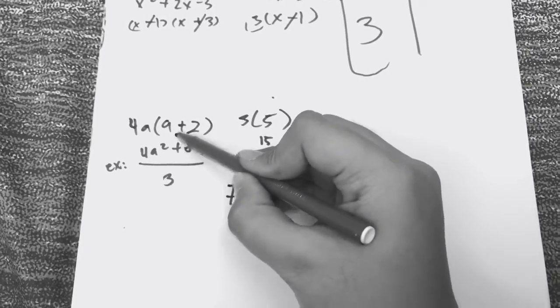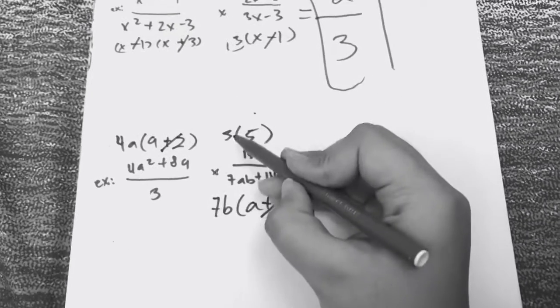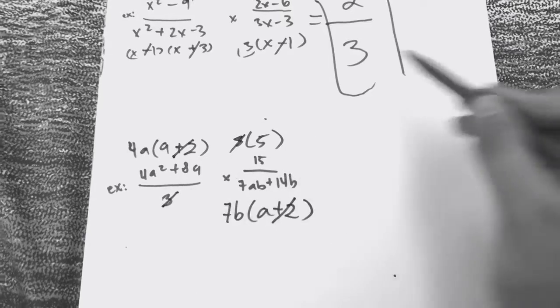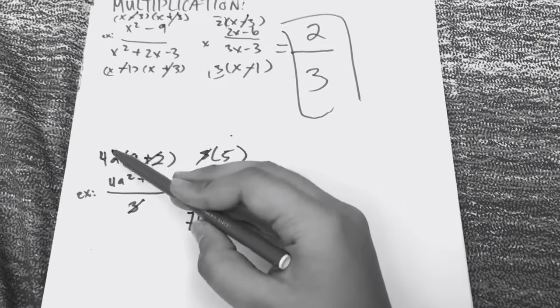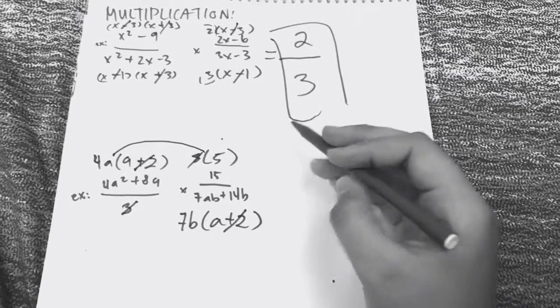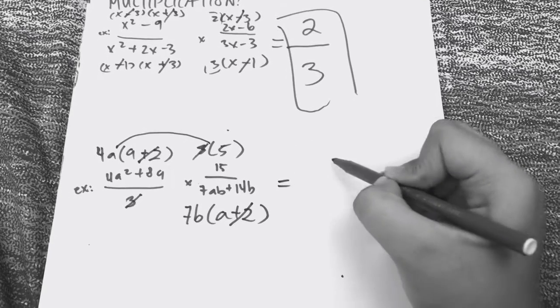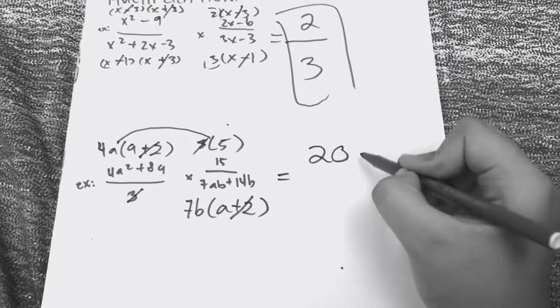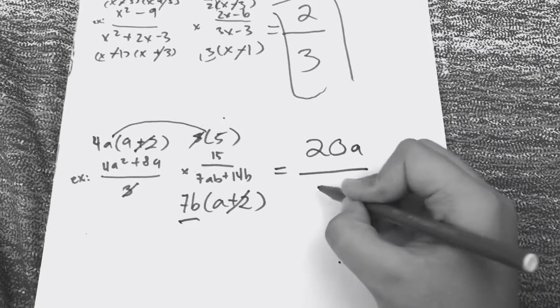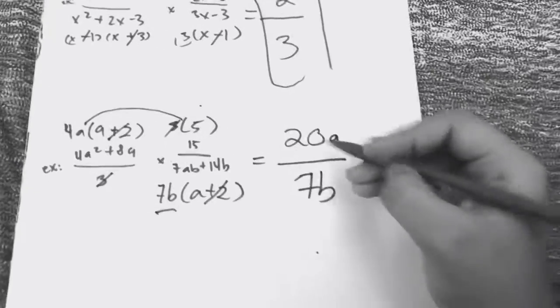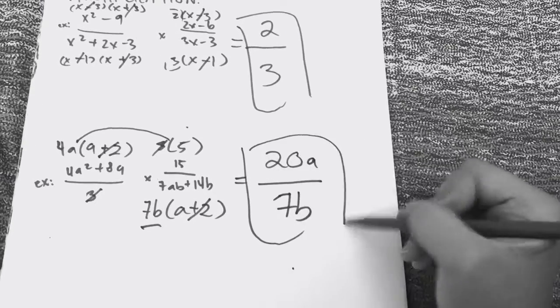Once you're done factoring, you can cancel and find the remaining terms and multiply. So 4a times 5 equals 20a. It will be over 7b. And that will be your answer.